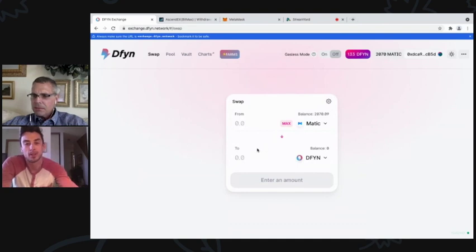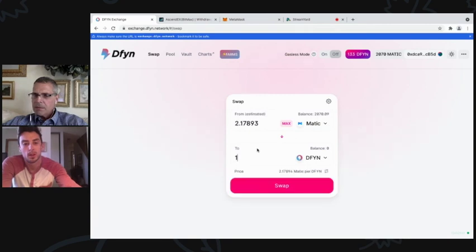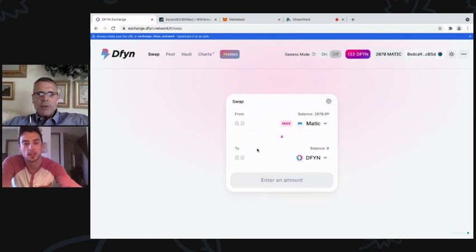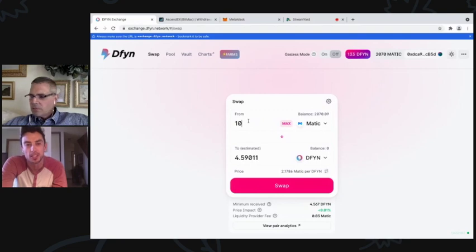So, okay, let's go 1,000. DFYN is 335 right now, according to CoinGecko. So I want one. It's easier to do it than Matic because I know Matic's about $1.60. So I want 1,500 worth roughly. So 1,000. So there we go.